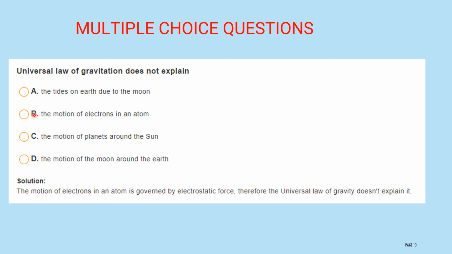Option B, the motion of electrons in an atom. Yes, this is the wrong one. The motion of electrons in an atom is not explained by the universal law of gravitation. Then the third option, the motion of planets around the sun: yes, it is explained by the universal law of gravitation. The motion of the moon around the Earth is also explained by it. Therefore, option B is the wrong statement regarding the universal law of gravitation.